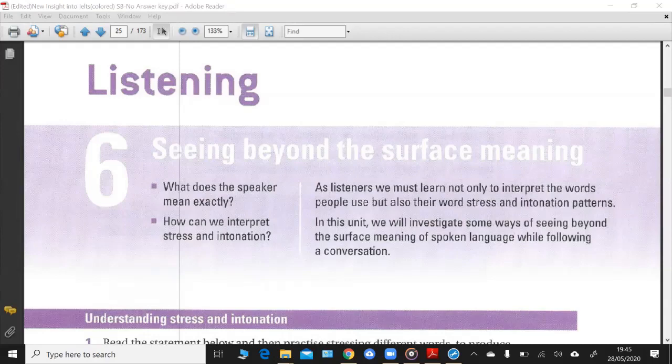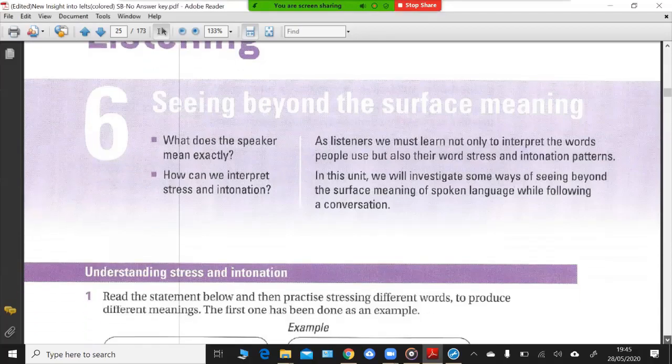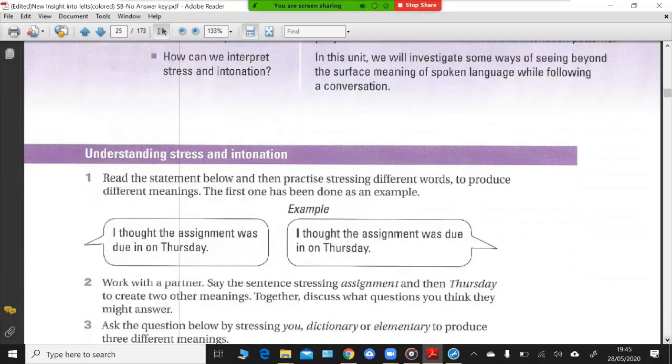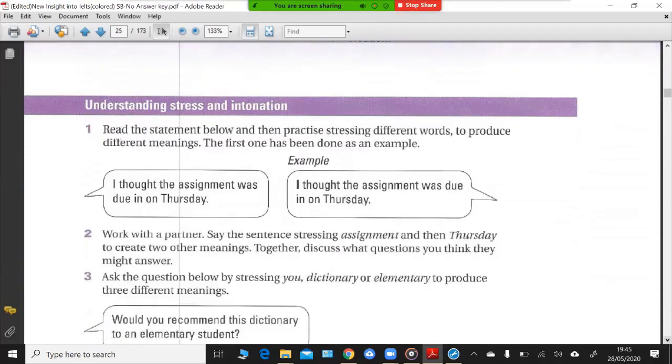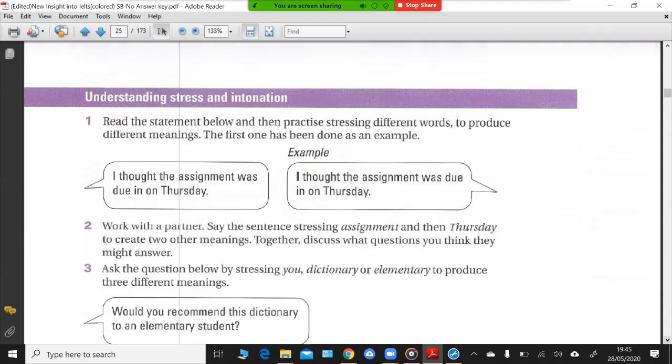As listeners, we must learn not only to interpret the words people use, but also their word stress and intonation patterns. In this unit, we will investigate some ways of seeing beyond the surface meaning of spoken language while following a conversation. Okay, so I hope my voice is clear and you can understand me well. Okay, so I want someone to read the next part, please.